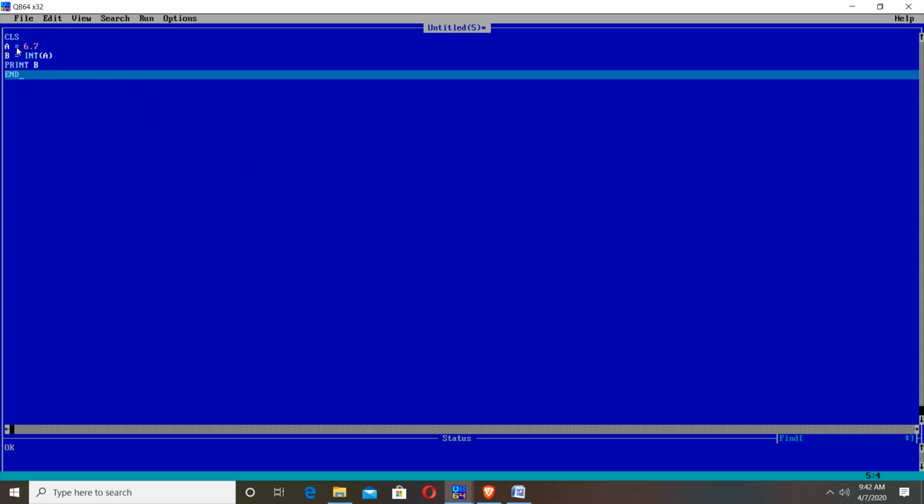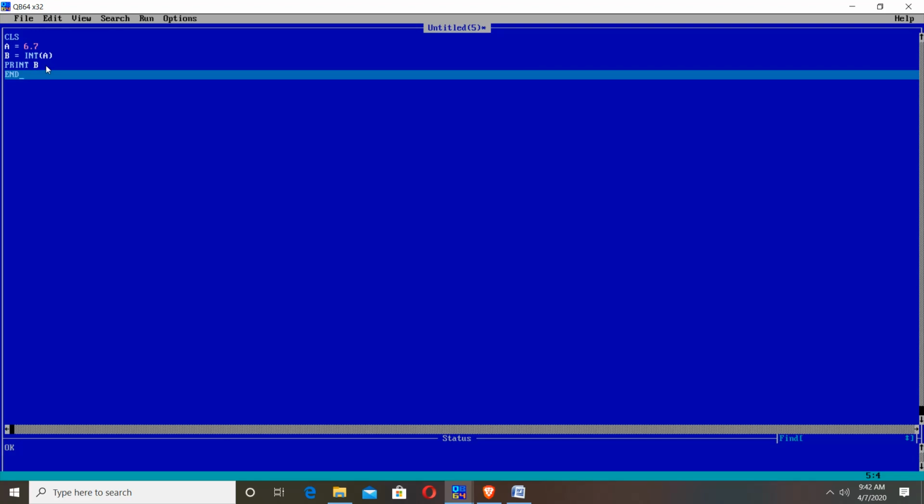So let's check here. Firstly, CLS. After that, the value of A is 6.7. And what is done here? Remember, A is a decimal number, because it contains different digits after the decimal point. So B is INT(A). Now how to use the INT function? We have to write INT. After that we have to give the brackets, and the number that we convert into an integer should be written within the brackets.